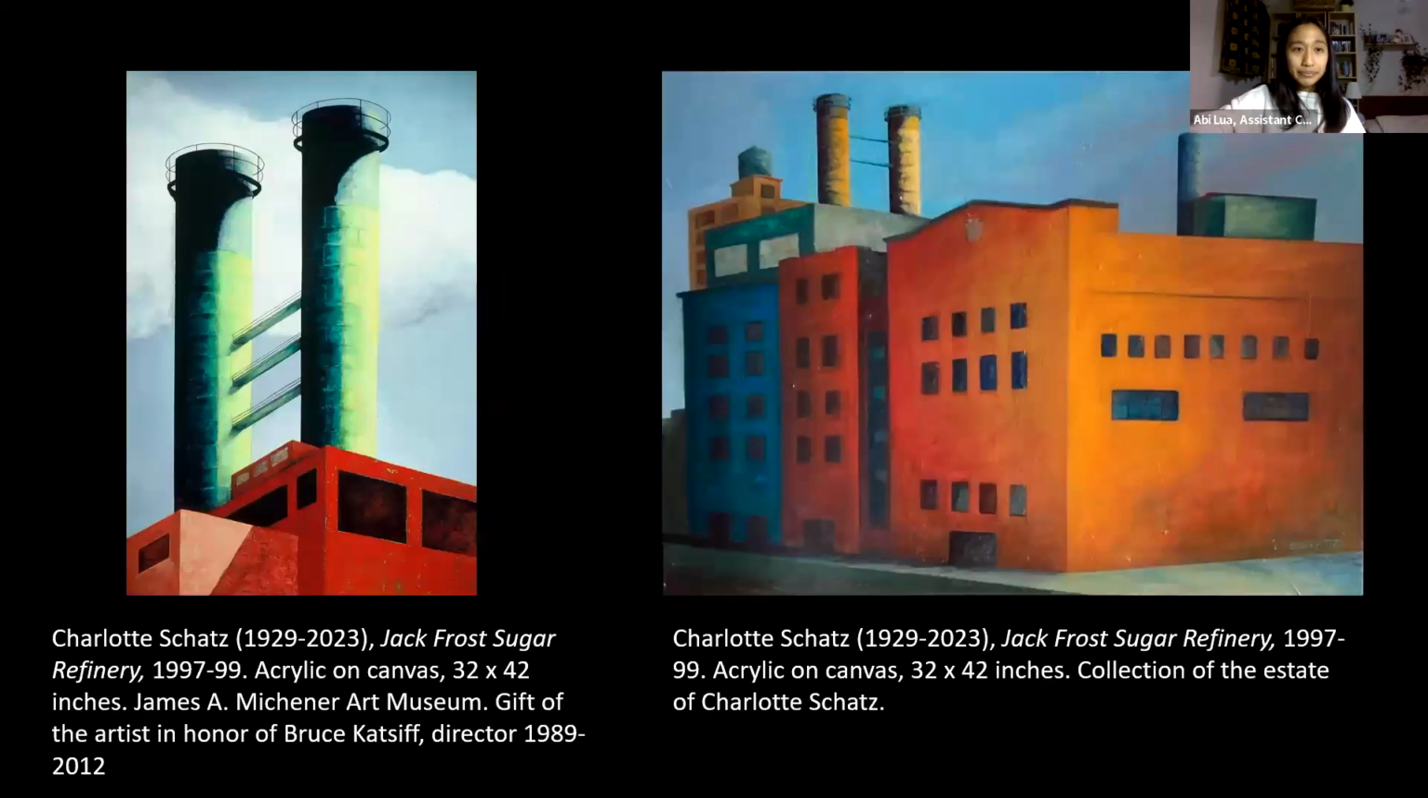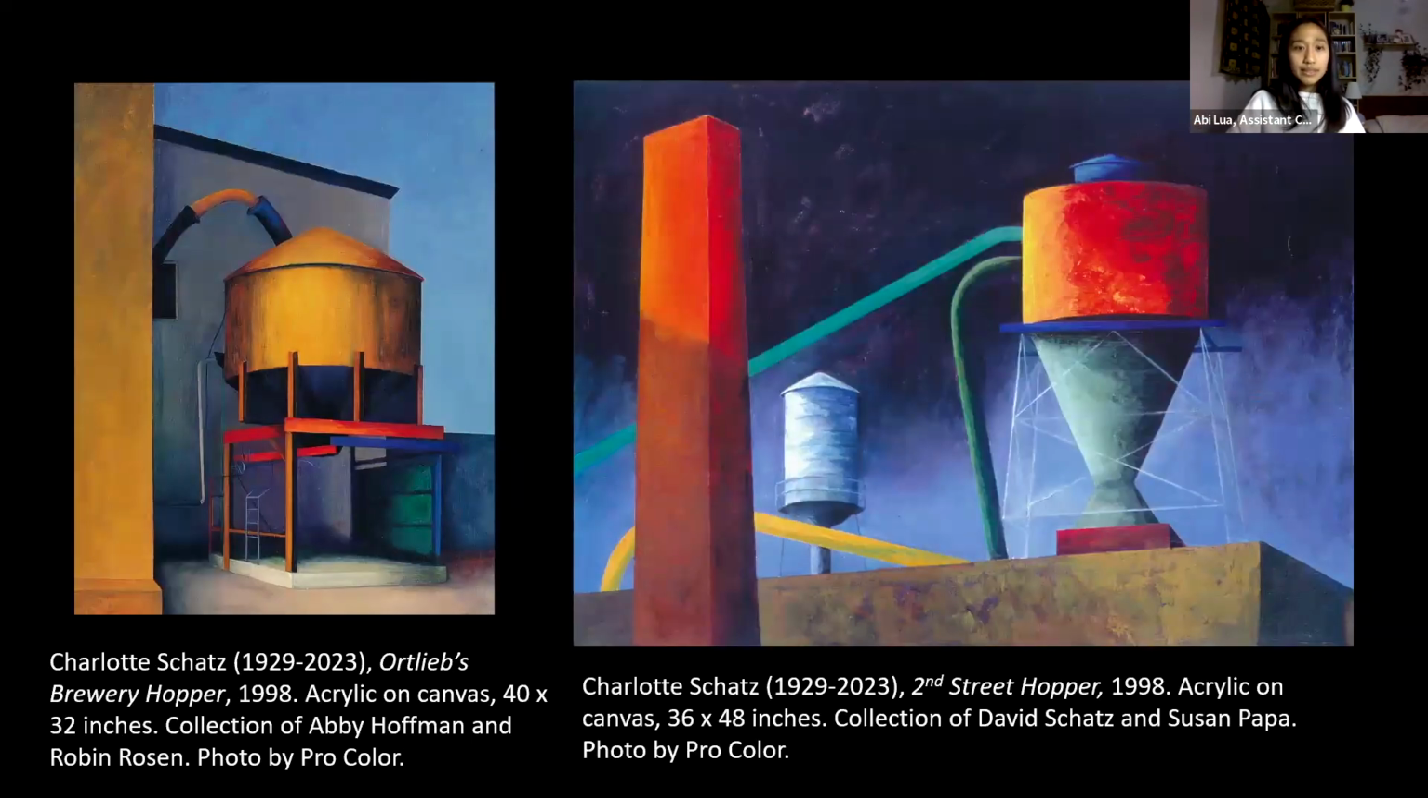And so part of what she depicted are specific industries. So for instance, in these two works, we see different angles of the Jack Frost Sugar Refinery. And so the one on the left is in our permanent collection as well. And the other one is on loan to us. And she often depicted breweries and alcohol distillation machinery. And so on the left, we have the Ortlieb's Brewery hopper, and then on the right is the Second Street hopper.